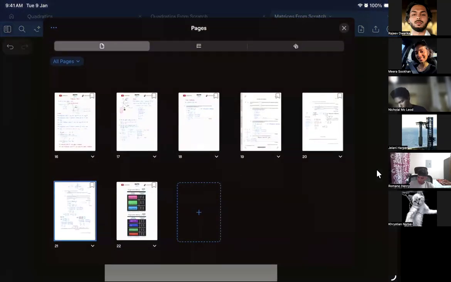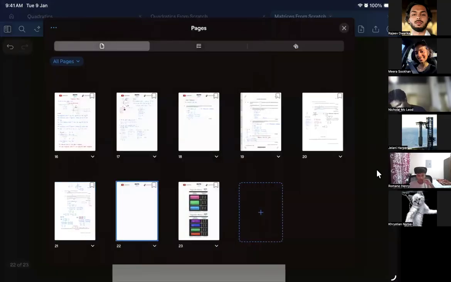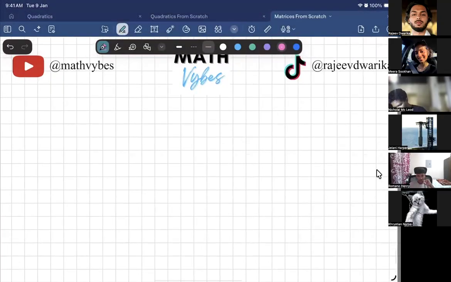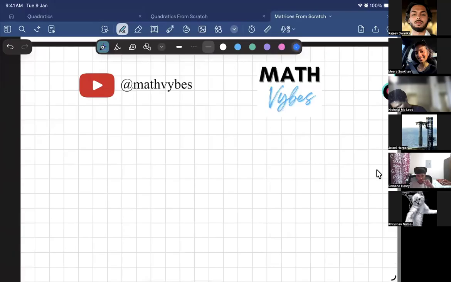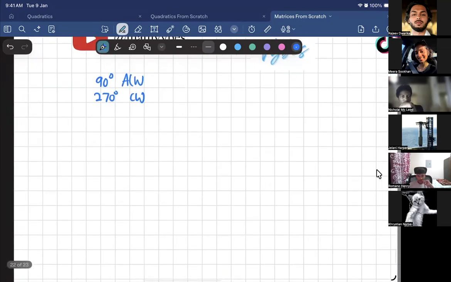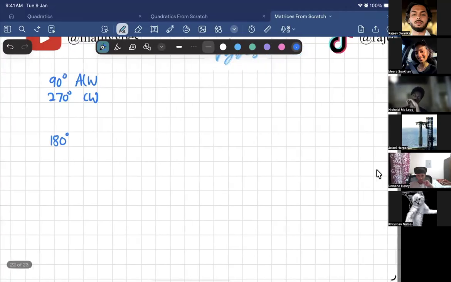You wanted me to look at the different transformations? Yeah, the different degrees. So we looked at 90 degrees anti-clockwise already, which is the same thing as 270 degrees clockwise. Which one do you want to look at next? We could go down and look at the 180. 180 degrees clockwise and 180 degrees anti-clockwise is the same thing. So there we go.